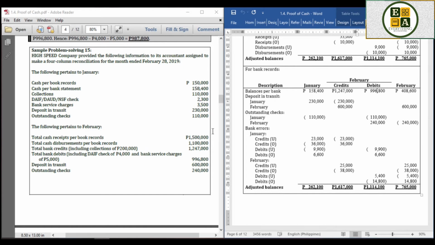Next naman, we have for February. Yung February, okay, meron tayo ditong 600,000. Yan yung ilagay dito. Add tayo sa credit, 600,000. Add din tayo dito sa February column, 600,000.